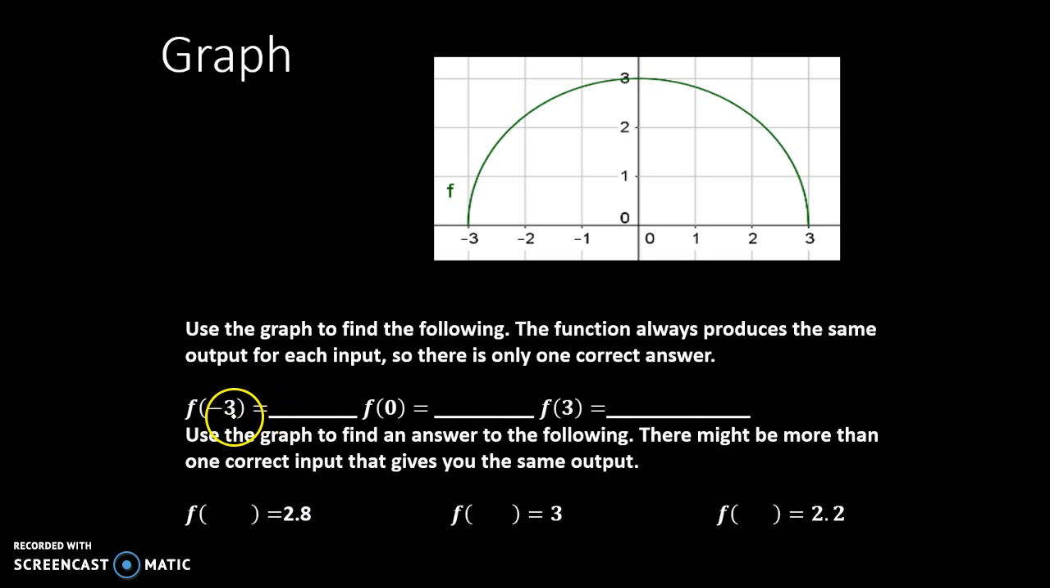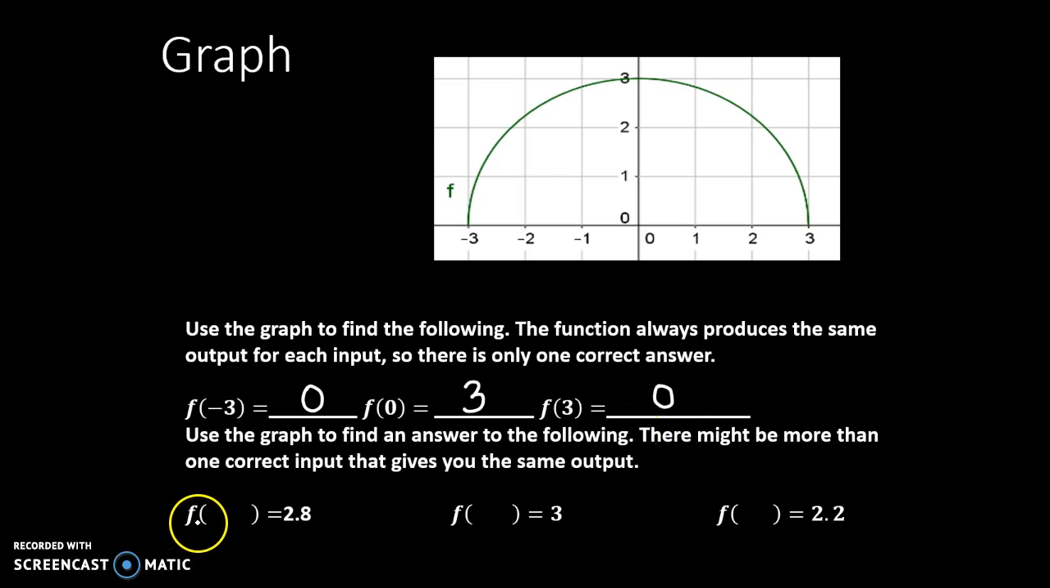So if I input -3, my x-coordinate is -3, it looks like my y-coordinate at that point is 0. If my x-coordinate is 0, my y-coordinate at that point is 3. So f of 0 equals 3. F of 3 means my input is 3, my output would be 0. Totally okay that I got the same answer for 2 different inputs.